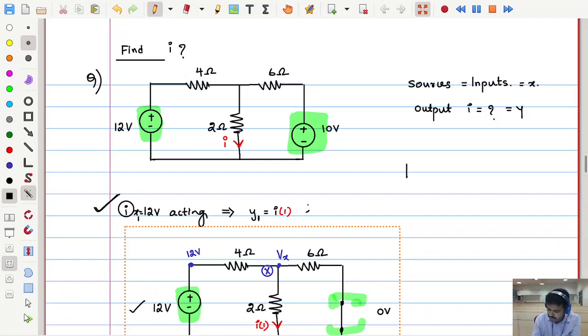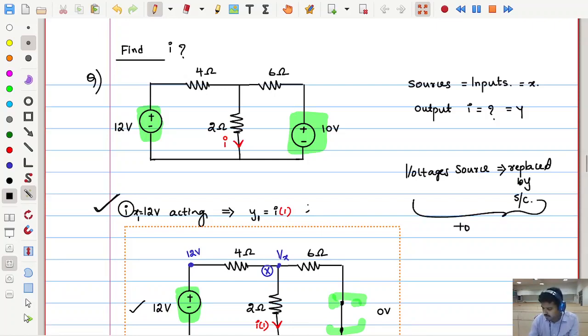Remember that voltage sources are replaced by short circuit, SC. Voltage sources are replaced by short circuit for what? To make it 0. To make the source 0, we need to replace that by a short circuit.